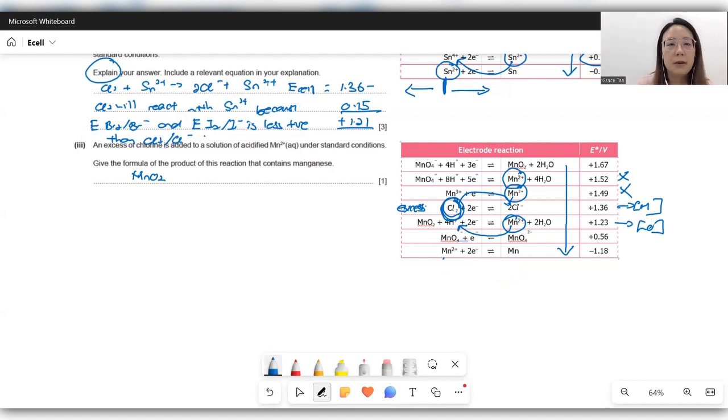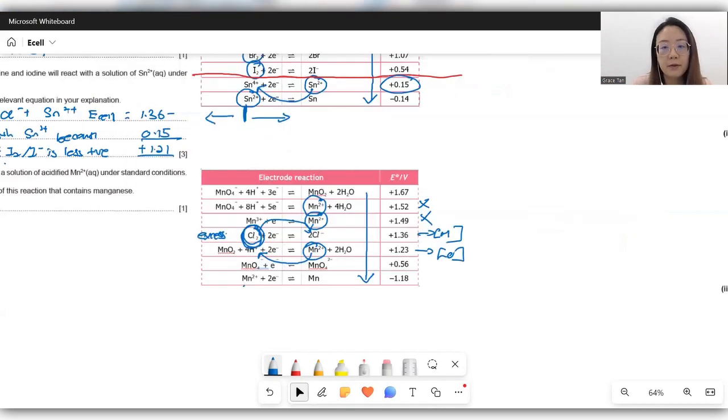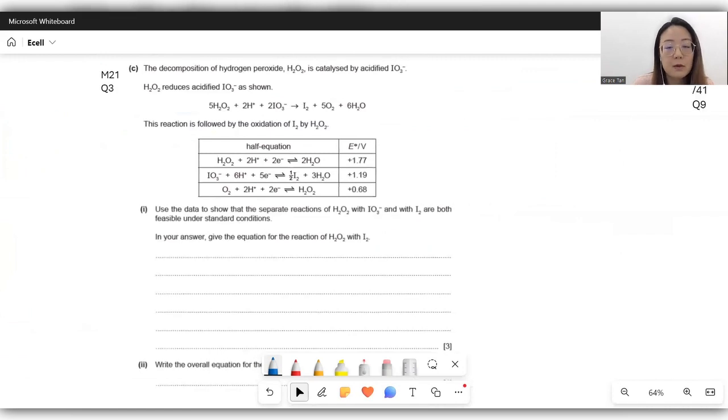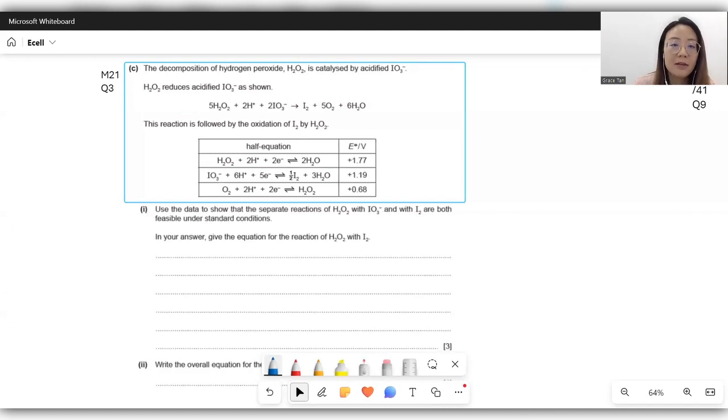Okay, so by now you know how to calculate Ecell, how to know which will undergo oxidation, which will undergo reduction. Okay, now next. Let's play with medium difficulty now. Just now was easy, the first three. Okay, now, so let's look at the March 21, question 3. The decomposition of hydrogen peroxide is catalyzed by iodate. Okay, and they conveniently arrange from the most positive to the most negative number, and that's nice.